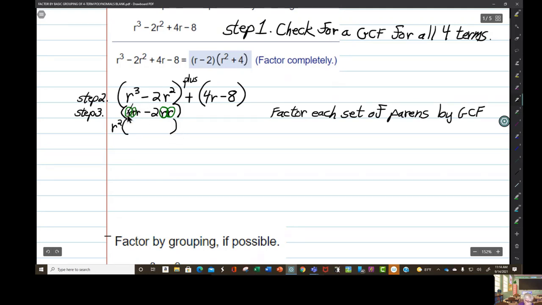Then I'm going to mark through the circled R's so I can see better what the leftovers are. I have an R left over here and a minus and a 2. So I have just factored the first set of parentheses by GCF. Be very careful to never lose that plus sign in the middle. Plus, plus.